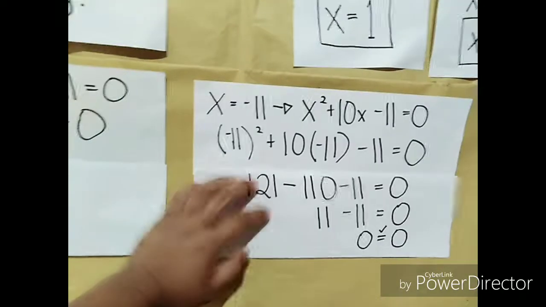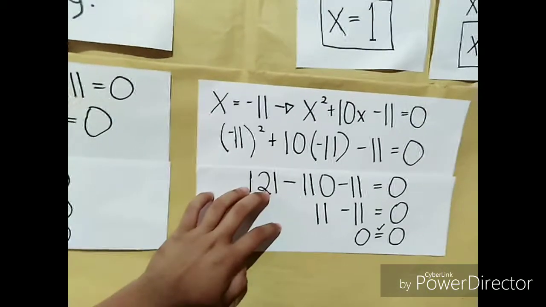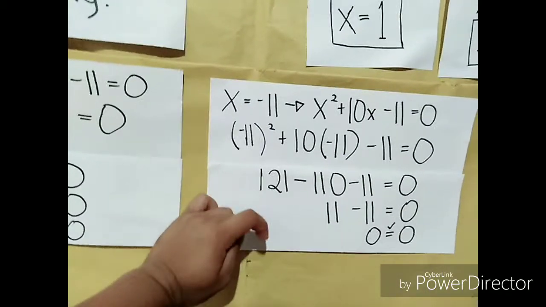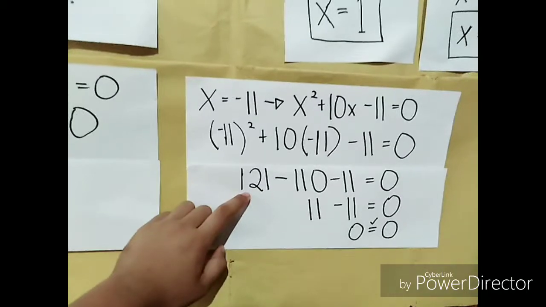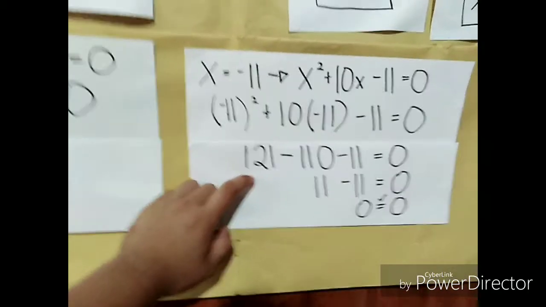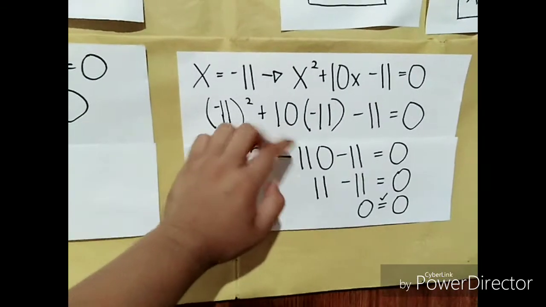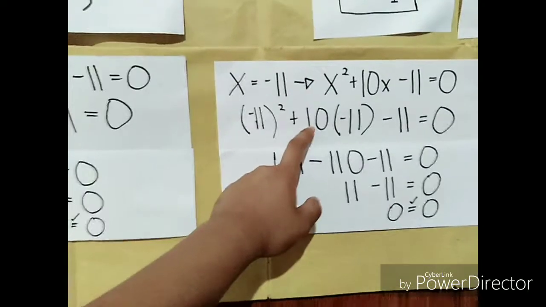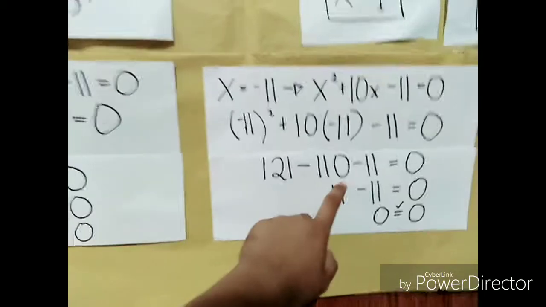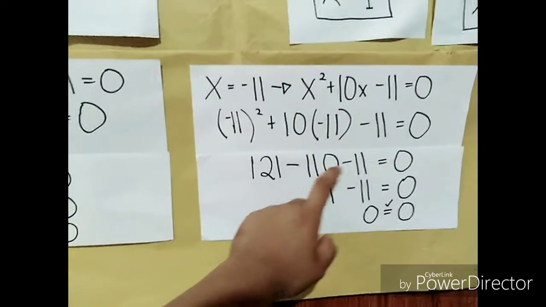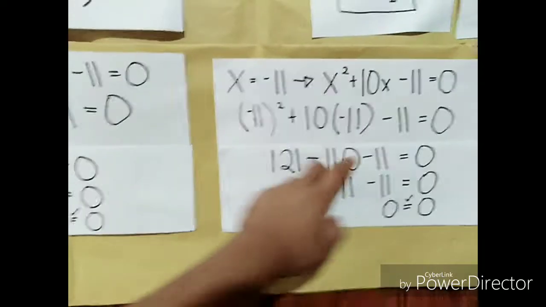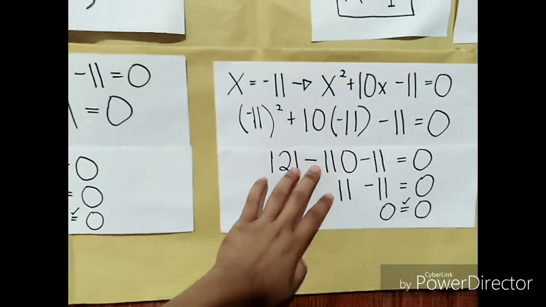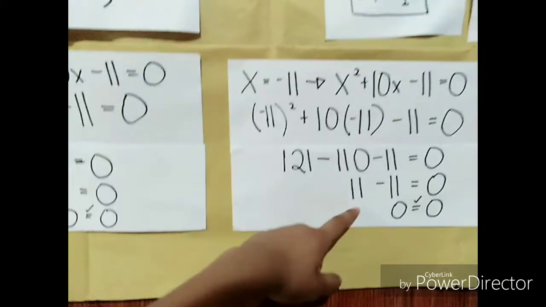Negative 11 squared equals 121 because negative 11 times negative 11 equals positive 121. Then positive 10 times negative 11 equals negative 110. So negative 110 minus 11. So 121 minus 110 equals 11. Then 11 minus 11 equals 0.